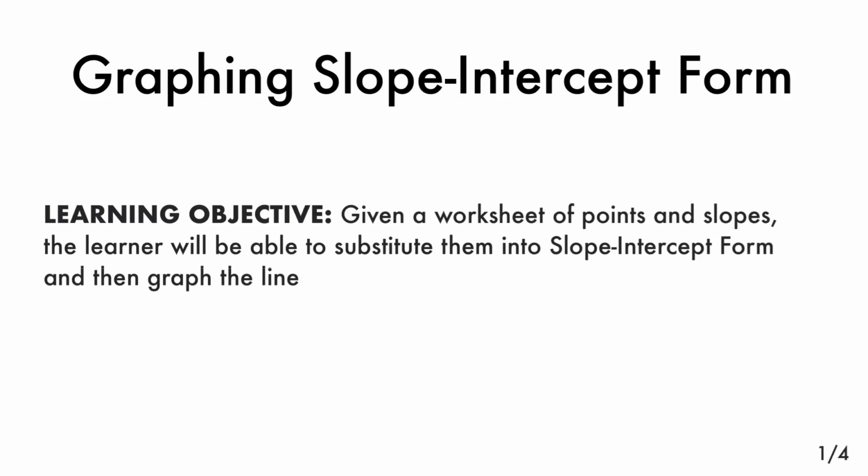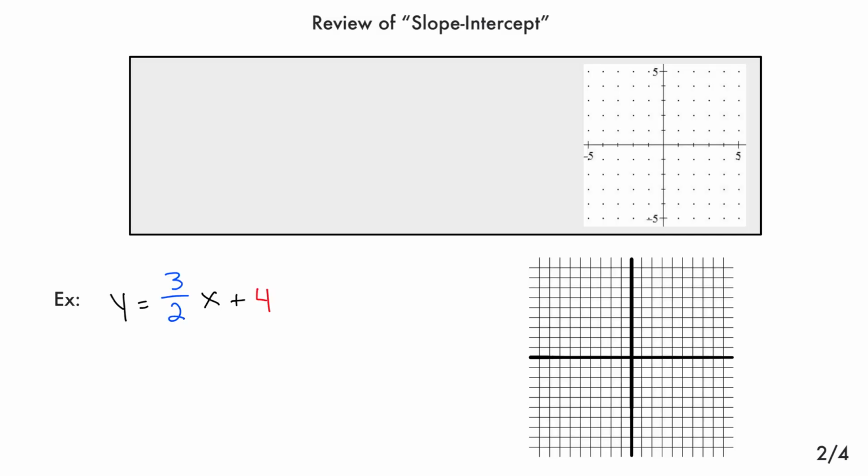In this lesson, we will be going over graphing slope-intercept form. As a little review of slope-intercept form, you might recall it by its formulaic name, y equals mx plus b, where m represents the slope of the function.